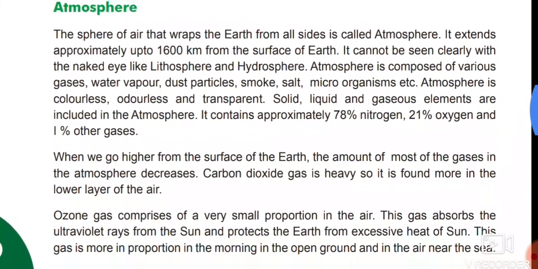Now let's understand the third sphere, that is atmosphere. The sphere of the earth that wraps the earth from all sides is called atmosphere. Now, atmosphere is covered on all the sides of the earth. It's not that it is only on land and not on water, or on water and not on land.